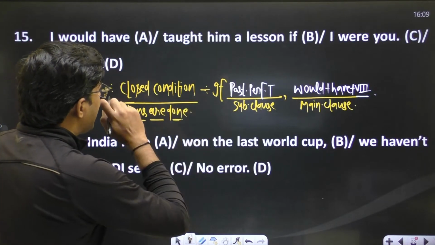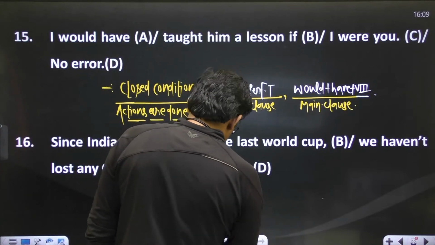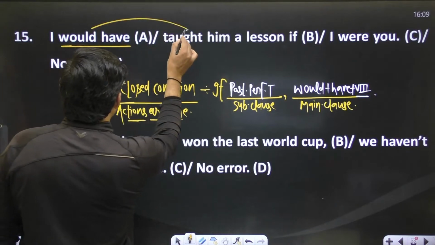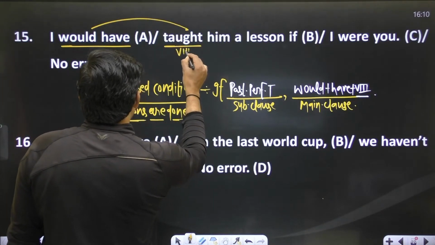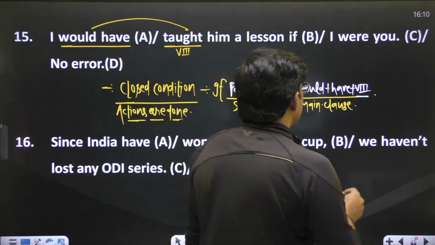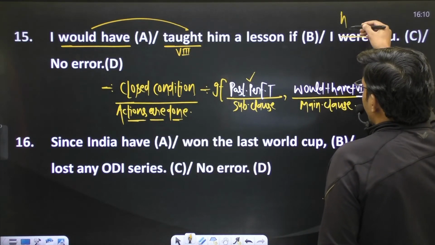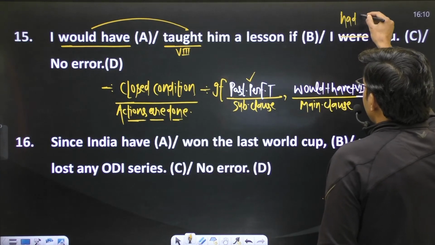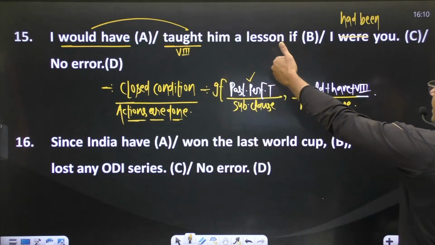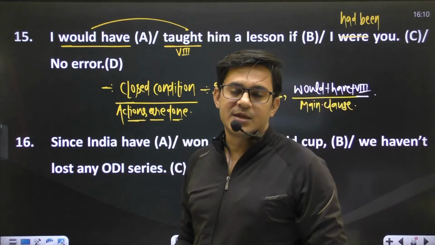If you apply it in the sentence, we know that in the main clause, we already have would have plus V3, and this is used with past perfect tense. So to make the other clause past perfect tense, drop were, or replace were with had been. If you say, I would have taught him a lesson if I had been you, then your sentence will be fine.